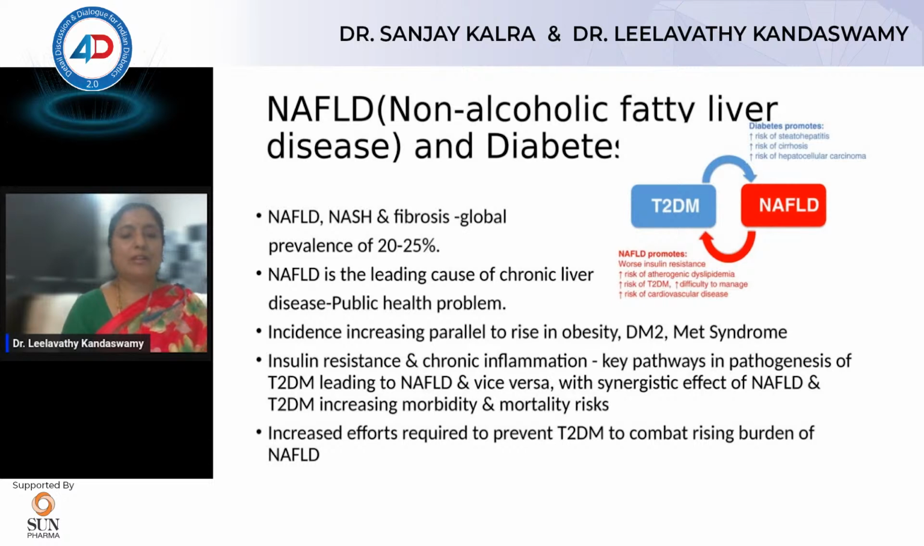So two main factors, insulin resistance and chronic inflammation. Both are key pathways in the pathogenesis of type 2 diabetes, leading to non-alcoholic fatty liver disease and vice versa. The synergistic effect increases the morbidity and mortality. So we need to take additional efforts to prevent type 2 diabetes to combat the rising burden of non-alcoholic fatty liver disease.